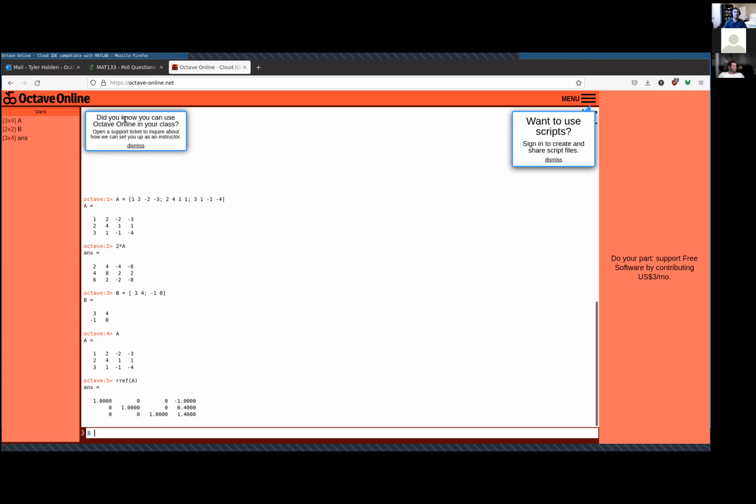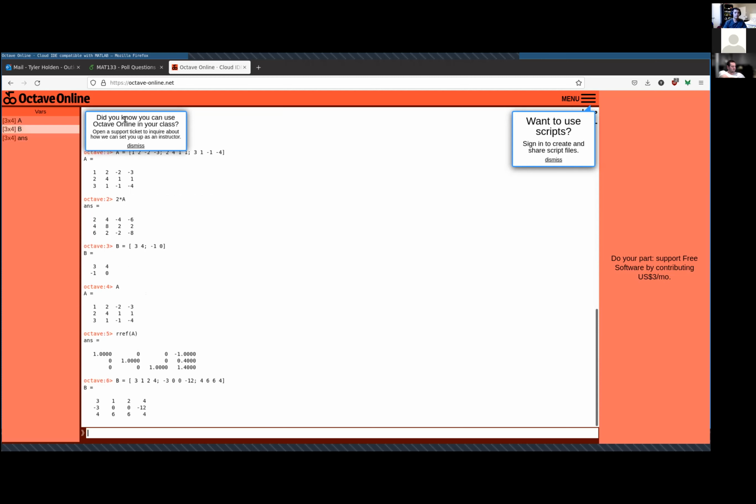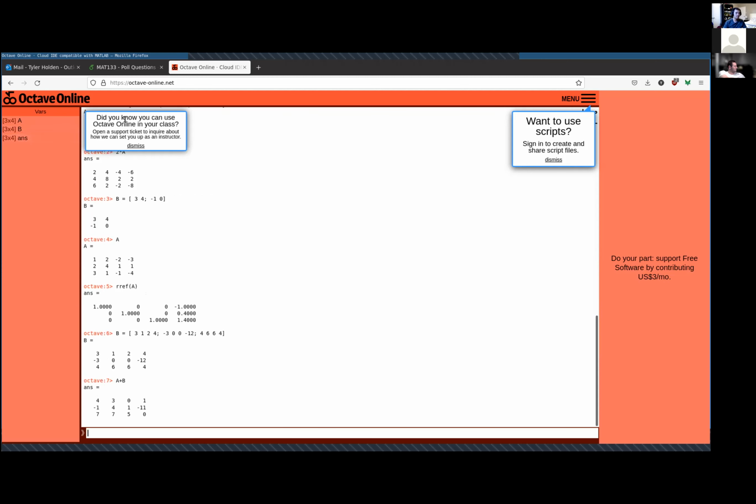And now here's the thing. So let's say I make B another matrix that's the same size. I can do A plus B, stuff like that. Yes, you are allowed to use this during tests and assignments as long as you explain how to do it. And I will show you how you would write this in a test in a second.